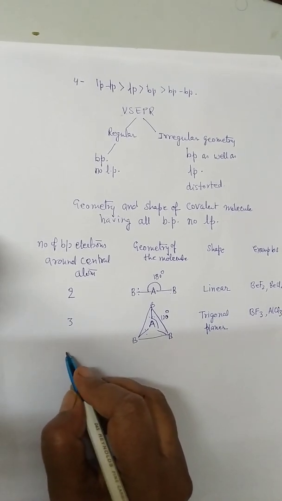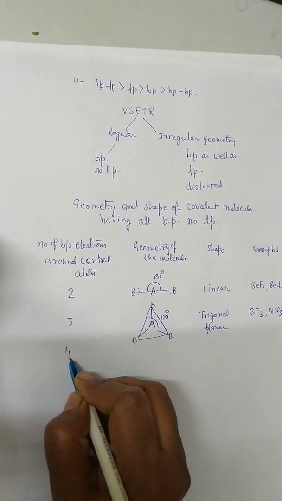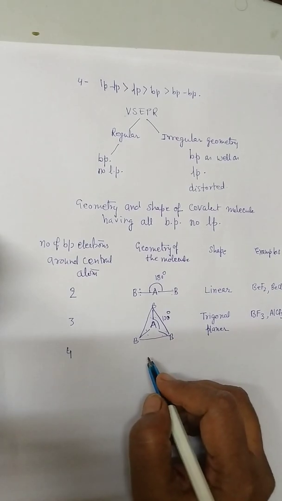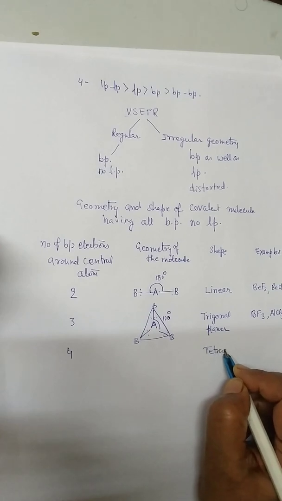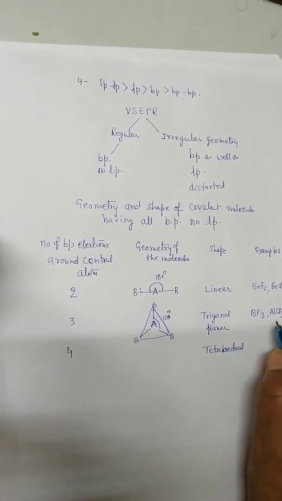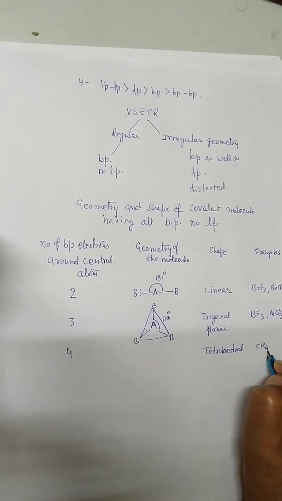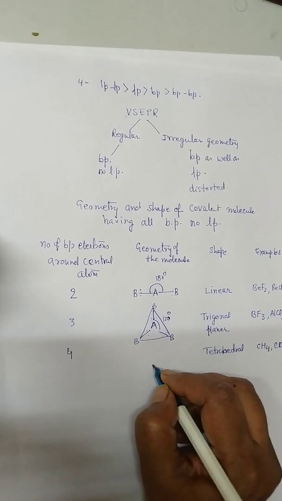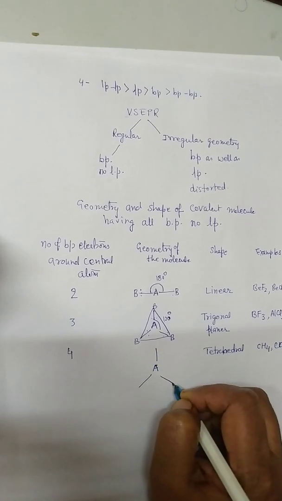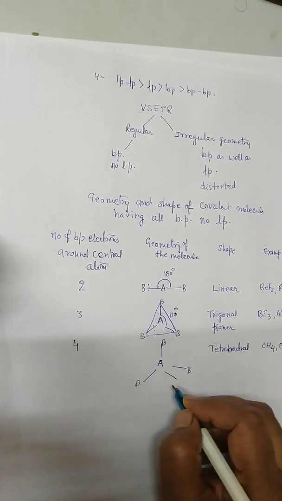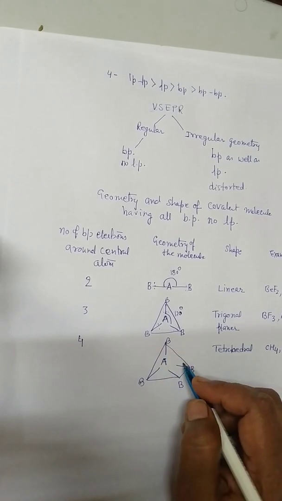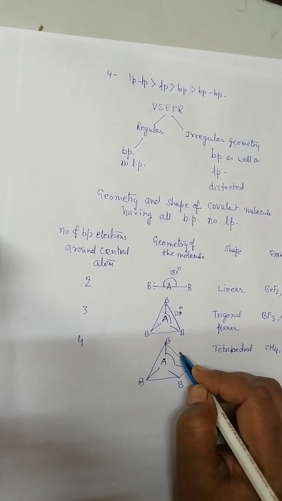If the number of bond pair electrons around the central atom is 4, the shape will be tetrahedral. Examples are CH4, CCl4, and the geometry will be tetrahedral with the central atom A at the center, surrounded by the 4 atoms in such a way that they are towards the corners of a tetrahedron, and they give the shape like a tetrahedral. The angle is 109.5 degrees.